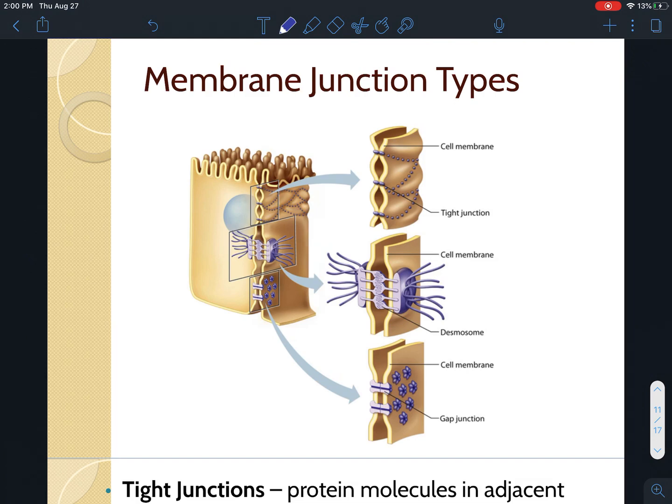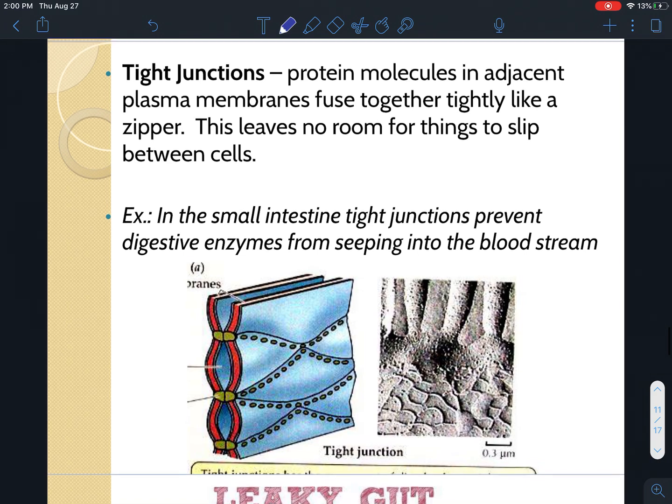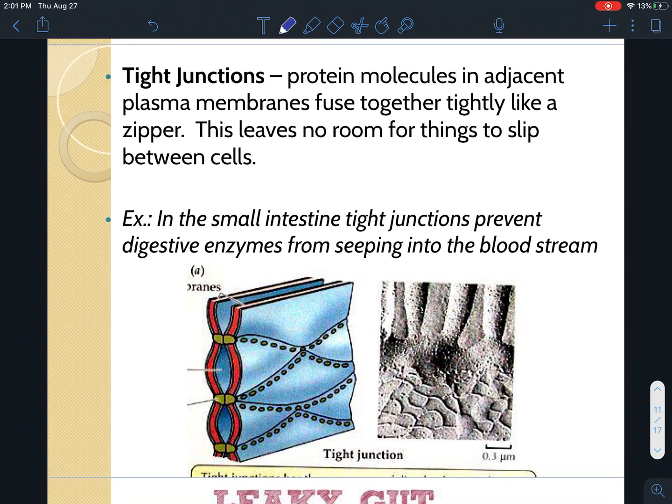So we'll talk about all 3 of these, and we can come back and look at this picture again. But you've got tight junctions, you've got adhering junctions called desmosomes, and then you have what are called gap junctions. So first, tight junctions. These are where the cells are extremely tightly connected. The proteins in the plasma membrane will adhere to the proteins of the cell next to it, and so they are really tightly stuck together.